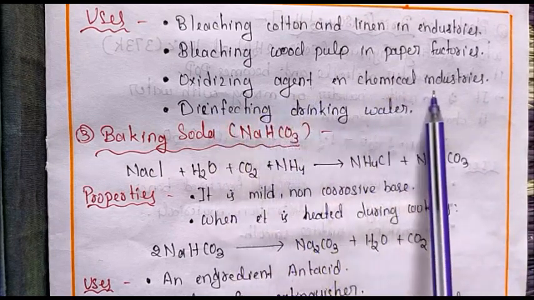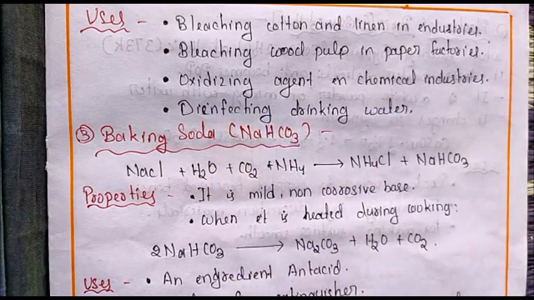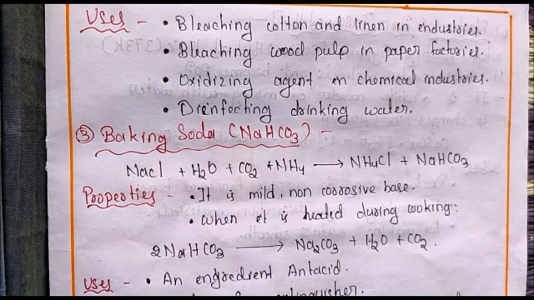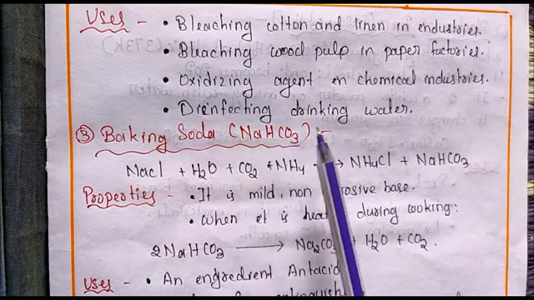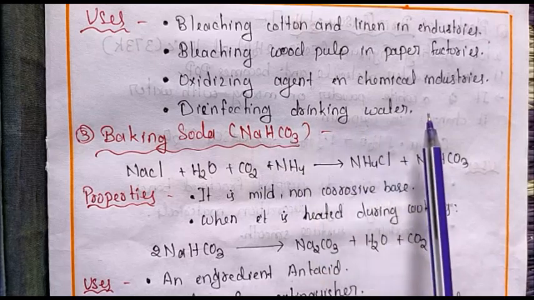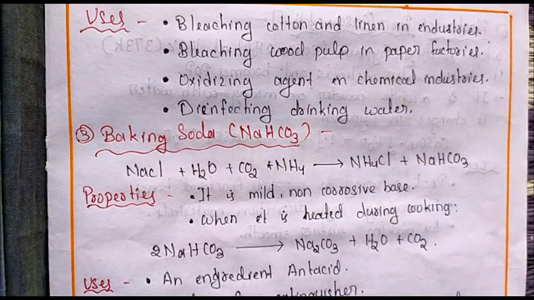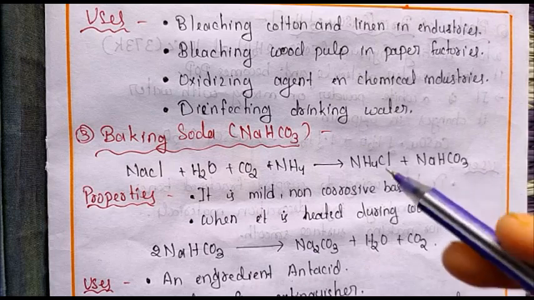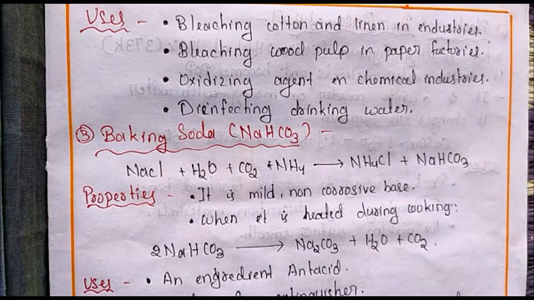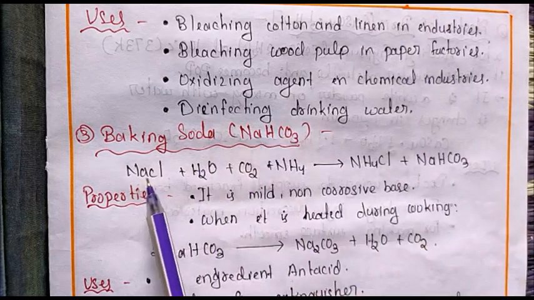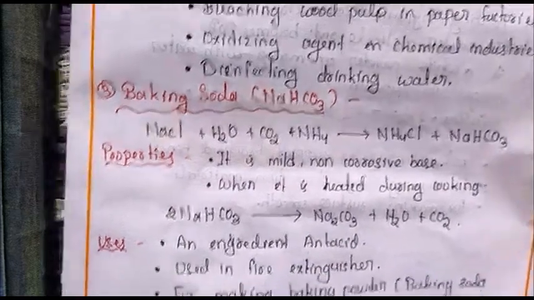Oxidizing agent in chemical industry. It attracts the oxygen. It quickly reacts with the oxygen. So, in chemical industry, it is used as an oxidizing agent. Disinfecting of drinking water. In drinking water, we can add bleaching powder to disinfect. It kills the germs.